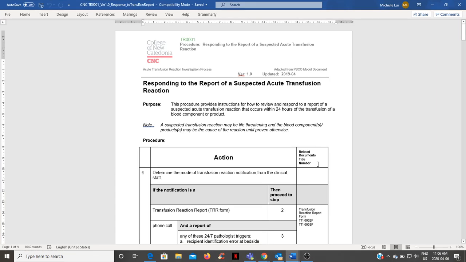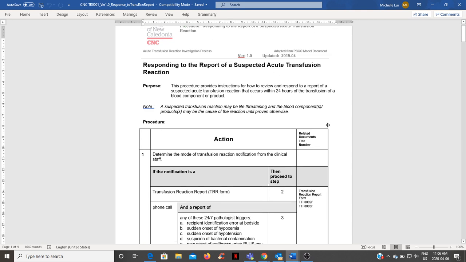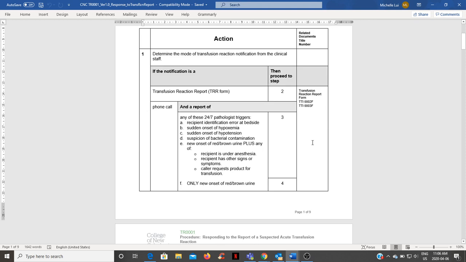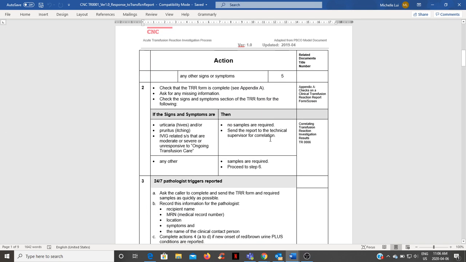So procedure 1. I'm hoping now you're a little bit familiar with these procedures. Some of you are done your flowchart assignments, and others, hopefully you are working on them and have looked through these now. So procedure 1, responding to the report. In this case, we received a transfusion reaction report form, right? So go to step 2. Let's go down to step 2.